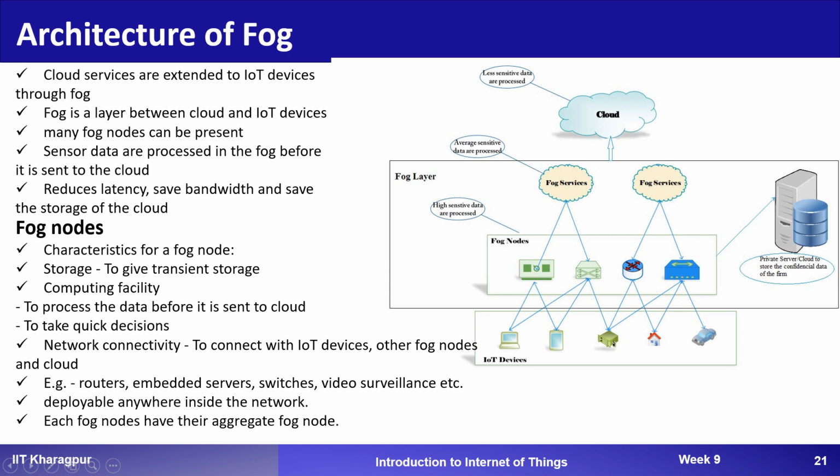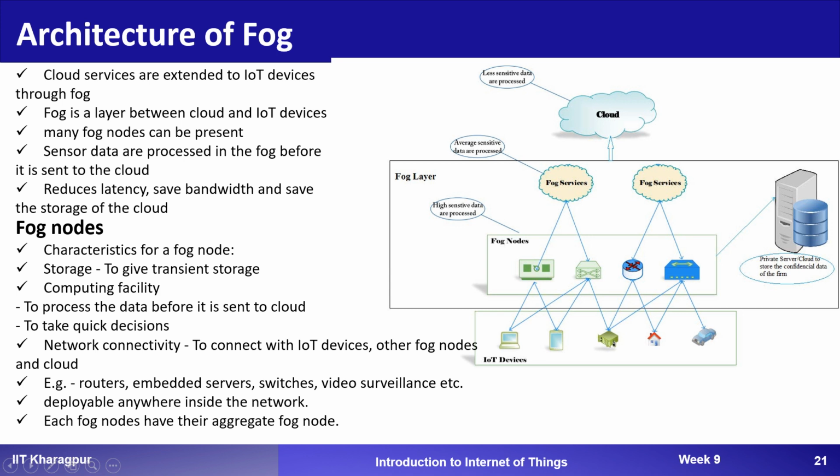Now the architecture of fog computing. In this figure, you can see that there are basically three layers. First is the IoT layer, second is the fog layer, and third is the cloud layer. In fog computing, cloud services are extended to the IoT devices with the help of fog. So fog is the layer between cloud and IoT devices. As this is the intermediate layer, many fog nodes can be present. It is not necessary that there is only a single fog node. There can be different fog nodes which analyze the data of your IoT devices separately. This fog layer is going to reduce the latency, save bandwidth, and save the storage of the cloud.